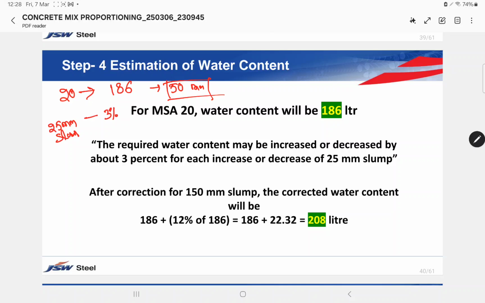So in our case we have an additional slump value of 100. We need 150, but the addition is only 100. So 100 means 4 times this 25, so we need to increase this water content by 4 times 3%, which means 12%. So final water content will become 186 plus 12% of 186. So total water content will become 208 liters.